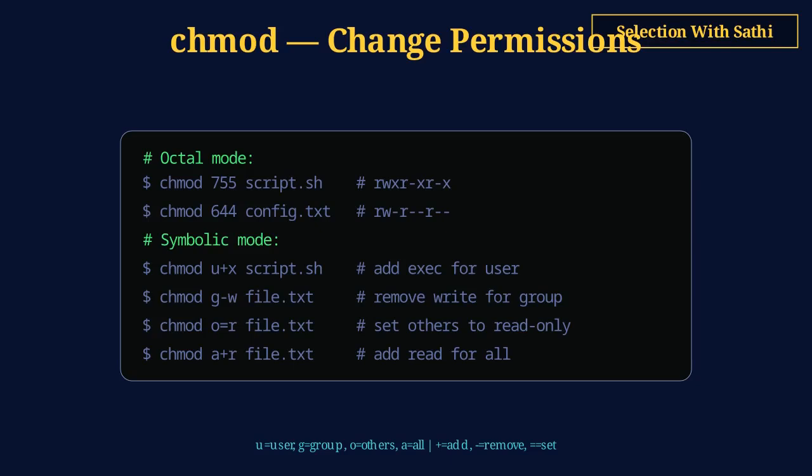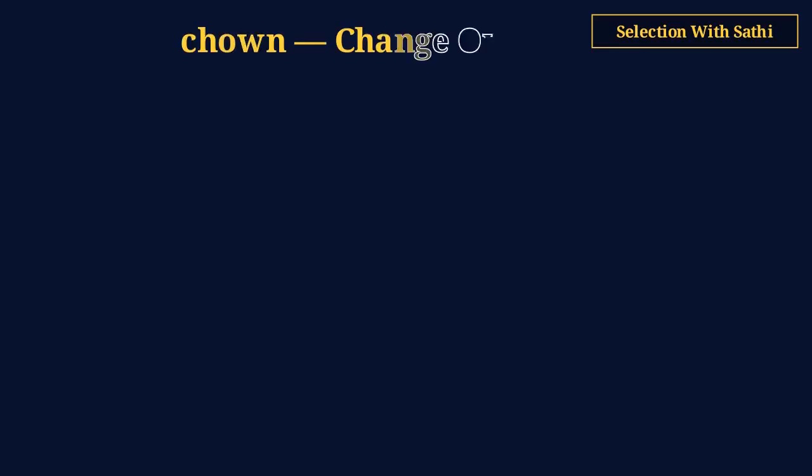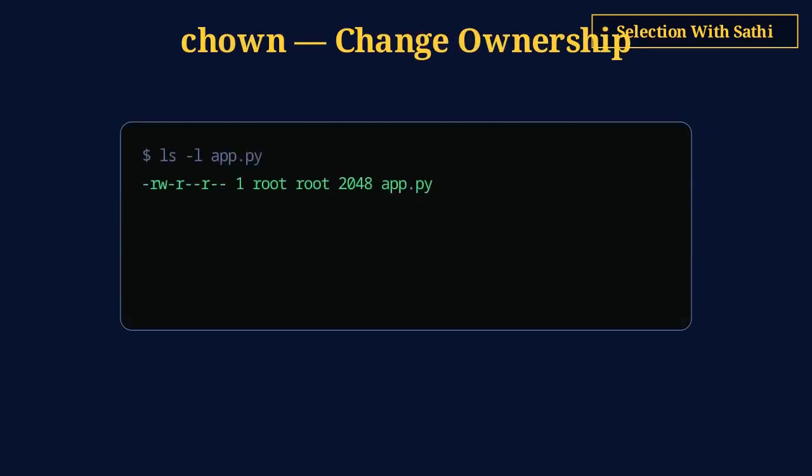In symbolic mode, U is user or owner, G is group, O is others, A is all. Plus adds a permission, minus removes it, equals sets it exactly. Chmod -R applies the change recursively to a directory and all its contents. Fourth concept: chown and umask.